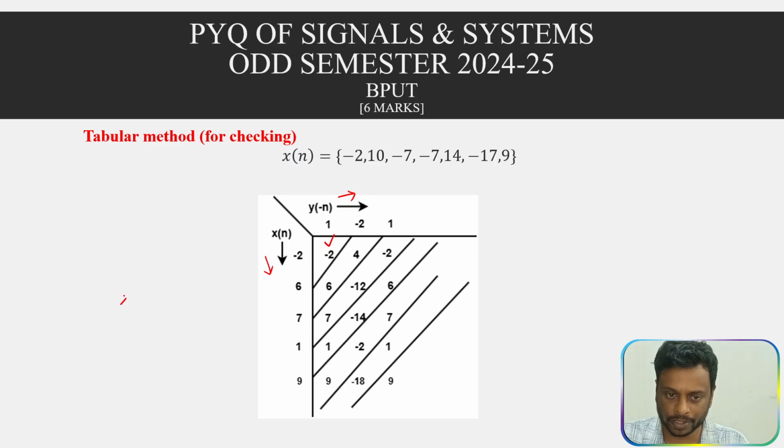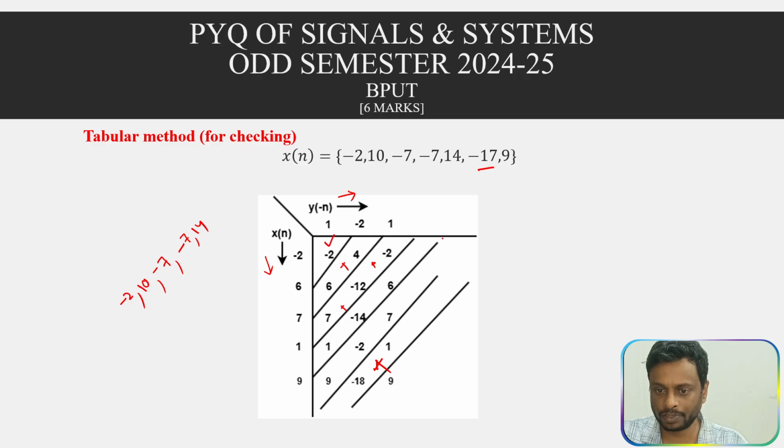The first sample is minus 2. Second we can see 6 plus 4, it will be 10. Third you can see minus 14. So these are all added: minus 14 plus 7, that is minus 7. Then 6 plus 7, 7 minus 14 that will be minus 7. Then it will be 7 minus 2, 5, 9 plus 5, it will be 14. Then if we add this one it will be minus 17, then it will be 9. So we have rechecked this.